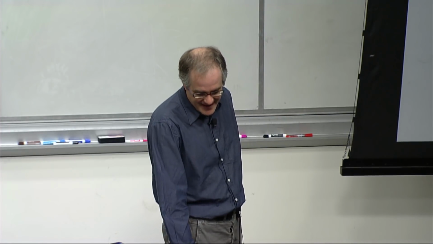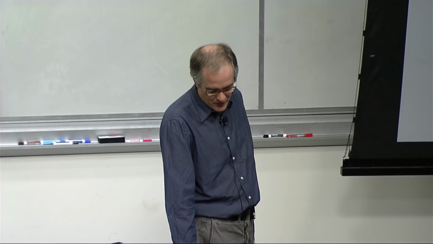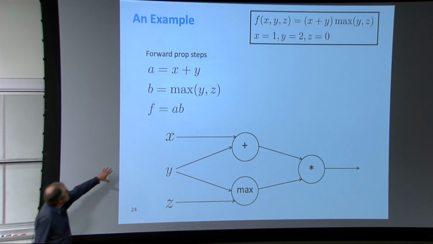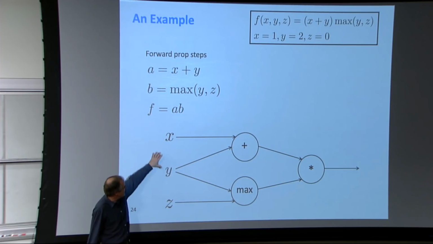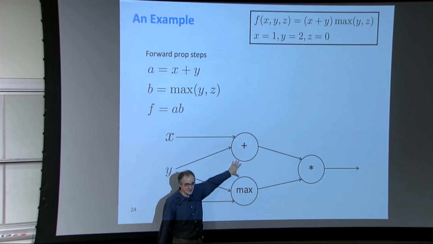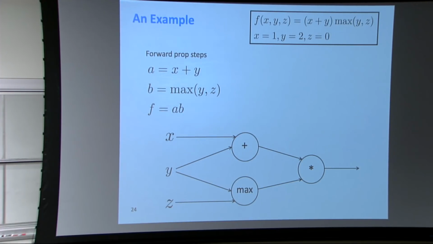Okay, so let's look at an example of this, and then we'll see one other case. So here's a little baby example. This isn't really looking like a neural net, but we've got three inputs, x, y, and z, and x and y get added together, and y and z get maxed. And then we take the results of those two operations and multiply them together. So overall, what we're calculating is x plus y times the max of y plus z. But we have here a general technique, and we can apply it in any case.